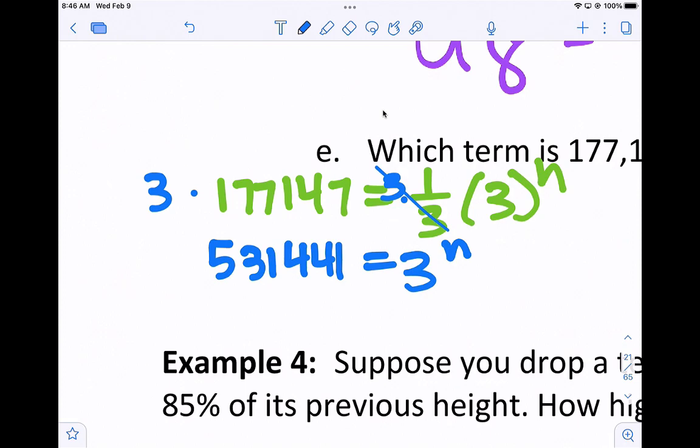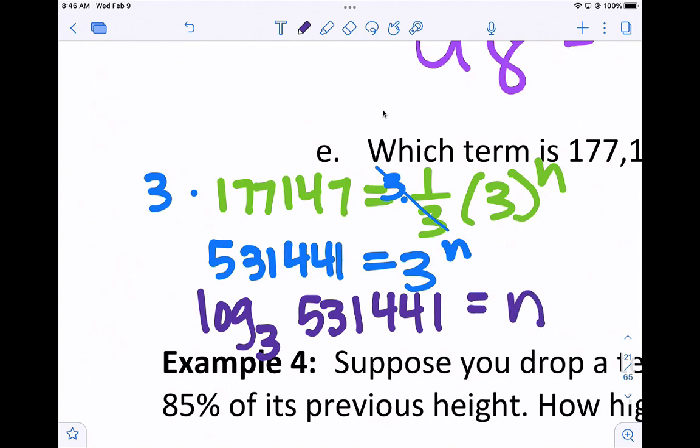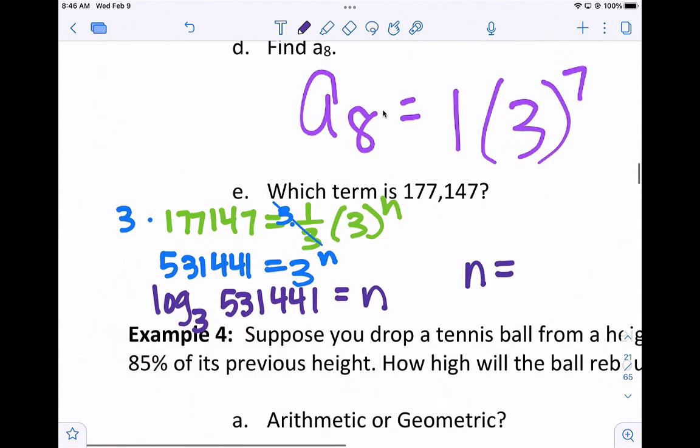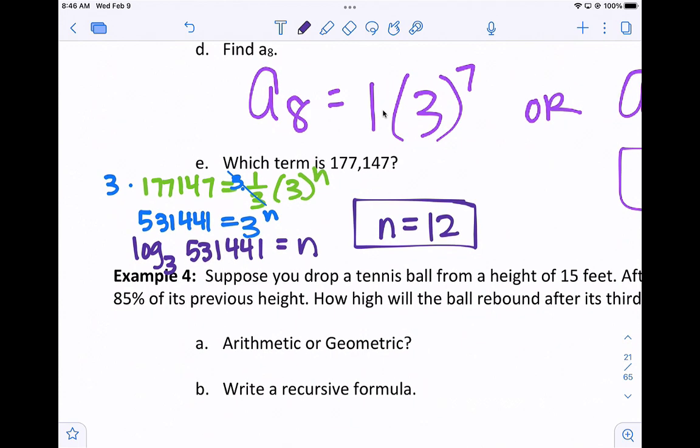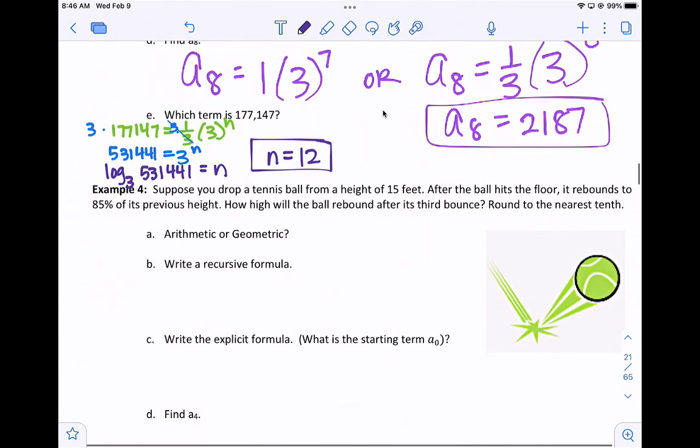You can use guess and check to solve from here. 3 to what power equals that? But I would probably want to use a log. So it's log base 3 of 531,441, and that will give us our term number. If you type that in, you get the 12th number in the list. So several ways to solve this. I prefer a log, but you can program in your calculator and count. You can use guess and check. Several ways to solve.